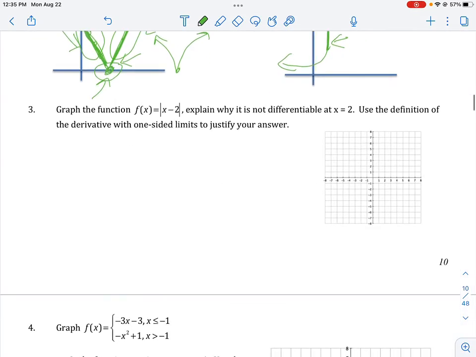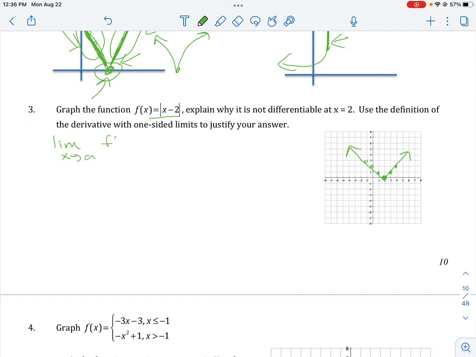So let's look at the graph of absolute value of x minus 2. I know the vertex here is at 2, and on the right side it looks like this, left side. So it's a V-shaped graph. Just from looking at the graph, I do know that it's not differentiable at x equals 2, because we said above at a corner it's not differentiable. But how would we justify using our definition of the derivative? I'm going to use that alternative definition that we learned.